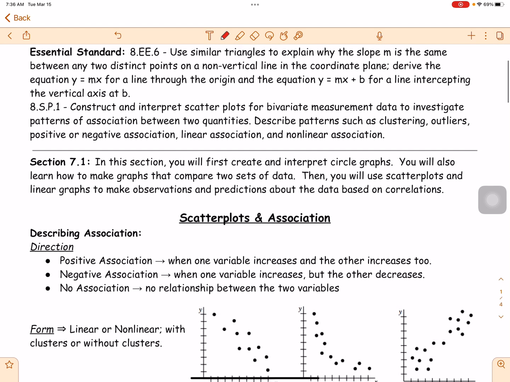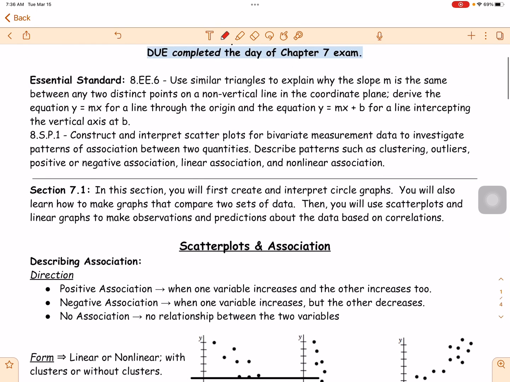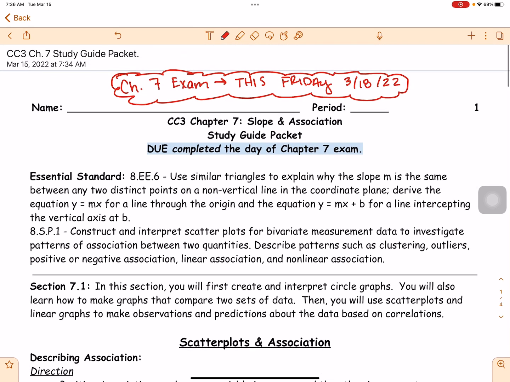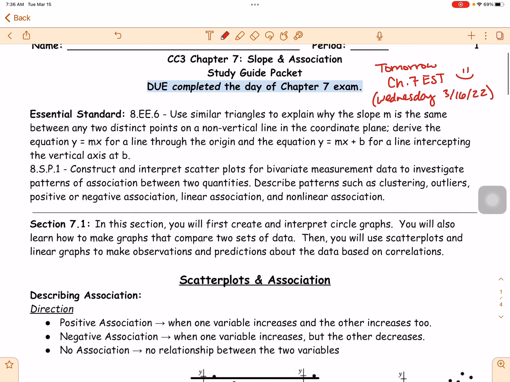So this first page, I believe, is mostly just definitions. You can read through what exactly you were expected to learn. Tomorrow, you guys will have your Chapter 7 EST, which is the Essential Skills Test. And then we'll do retakes on Thursday. So tomorrow is Wednesday, 3-16-22.